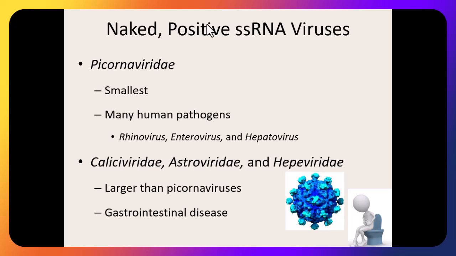The Caliciviridae, Astroviridae, and Hepeviridae are again still all positive sense single-stranded RNA. They still do not have an envelope. They're grouped because they're larger, so they don't get grouped into the Picornaviridae. And most of them, not all, but most of them cause GI issues.